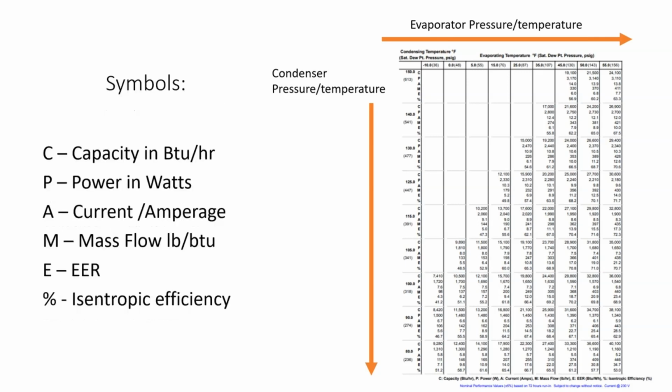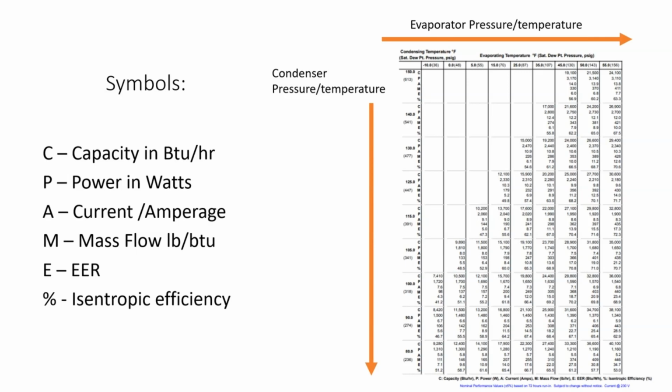Capacity is how many BTUs per hour the system can process. Power is how many watts are consumed by the compressor to perform the process. Current is a measurement of the flow of electricity through the system. Mass flow is a measurement of refrigeration effect through the compressor or heat transfer capabilities.